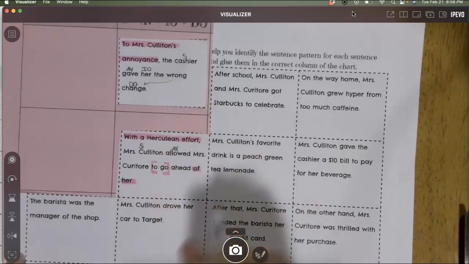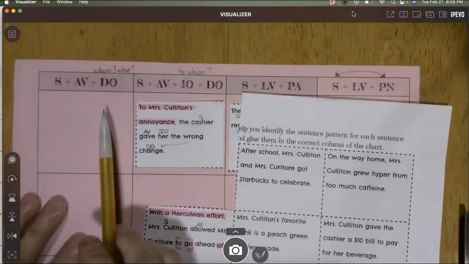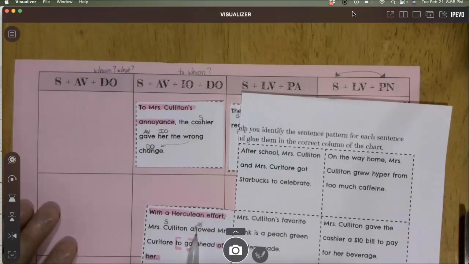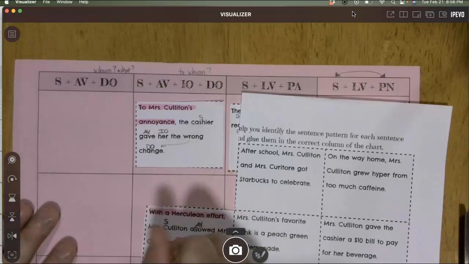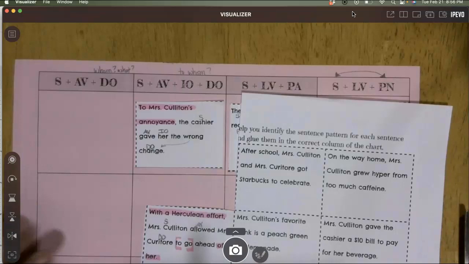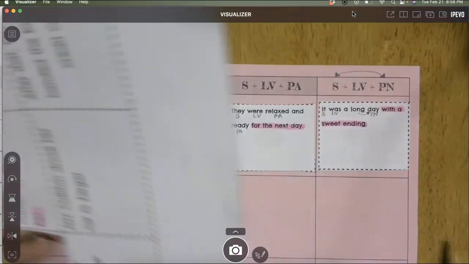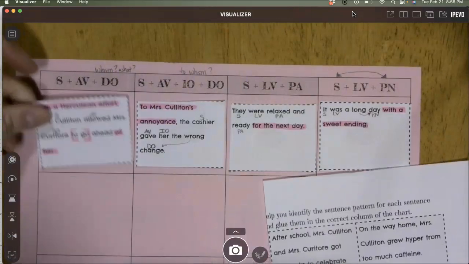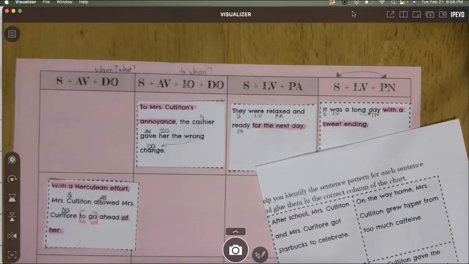Okay, and since I have an action verb, I'm going to go to my first complement, the direct object, and ask whom or what. Mrs. Culleton allowed whom? Mrs. Culleton allowed Mrs. Curator. And there are no words left in between, so I must be done with that. This one follows the sentence pattern, subject plus action verb plus direct object.